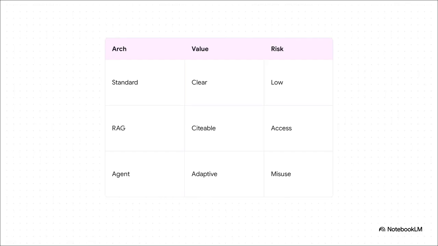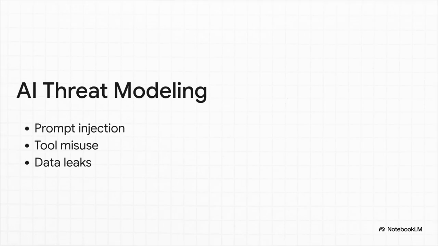Chapter 3 covers architecture. You've got to compare candidates pragmatically, weighing the citatability of RAG against risky agent workflows. Next up, threat modeling for AI. You have to anticipate things like prompt injections, data leaks, and tool misuse.